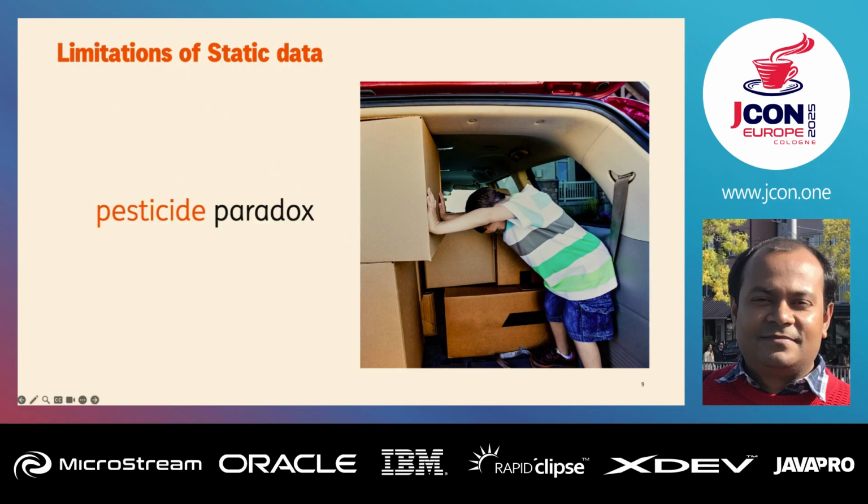The first one is pesticide paradox. So this is about when you apply the same pesticide again and again on the bug, it tends to get immune. The same thing happens with the data as well. When you do not change the data, but your code evolves over the period of time, you might be losing the chance to find potential bugs. That's pesticide paradox.